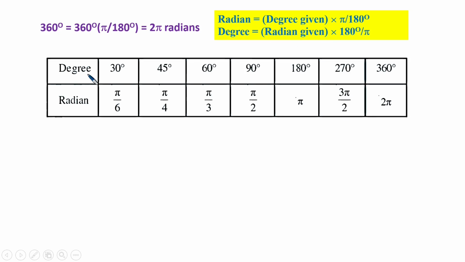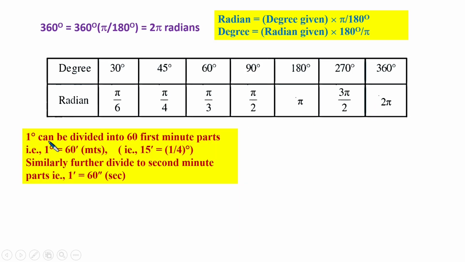Here I have written degrees: 30 degrees, 45 degrees, 60, 90, 180. So for 30 degrees, 30 will go into 180 six times, so you have pi by 6. Similarly 45 will go four times, so pi by 4. If you know this, you don't have to memorize such a table. You can yourself calculate and find out.